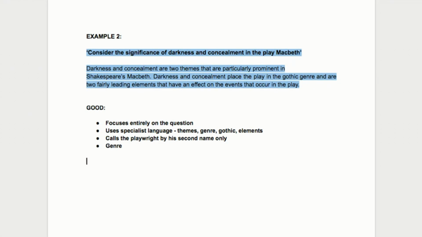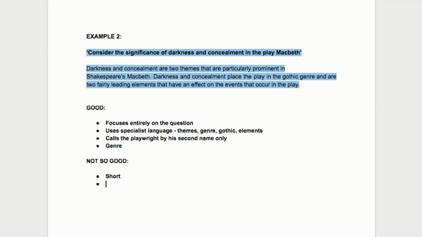So, not exactly bad, not so good. What's not so good about this? Mainly it's short, too short. It needs to explore darkness a bit more and concealment a bit more.